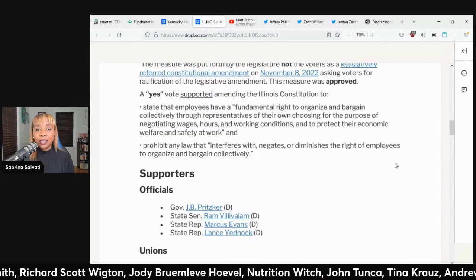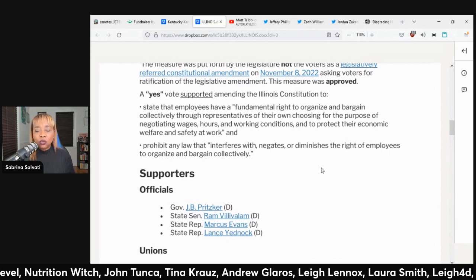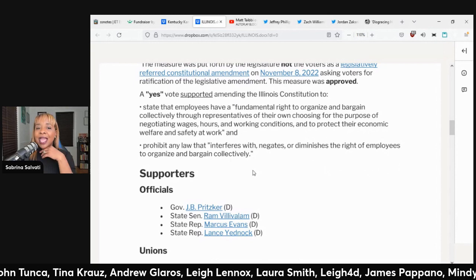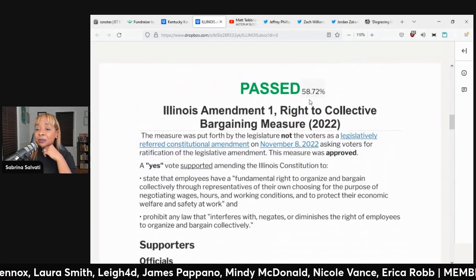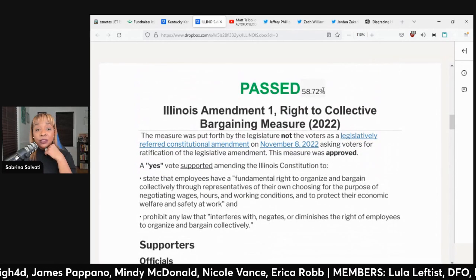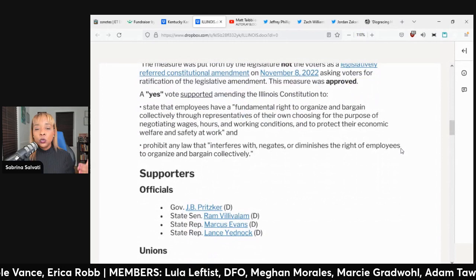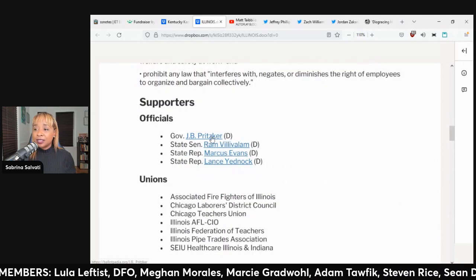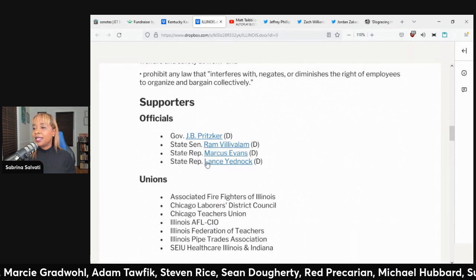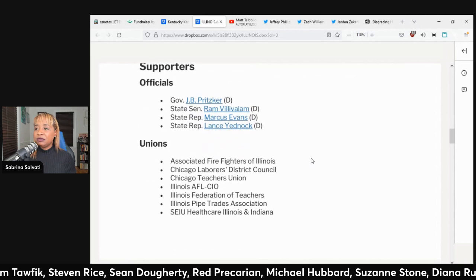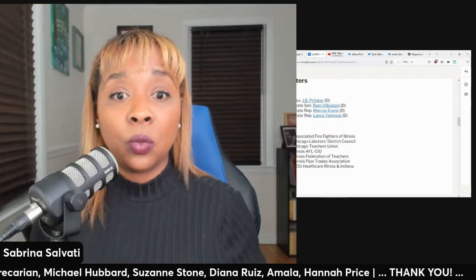And 2, prohibit any law that interferes with or negates or diminishes the right of employees to organize and bargain collectively. As you can imagine, this one passed. It passed by 58.72%. Now, I'm surprised it didn't have a higher percentage than that, but it did pass. Who supported it? Governor Pritzker, Senator Ram Villalobos, State Representative Marcus Evans, and State Representative Lance Yednock.